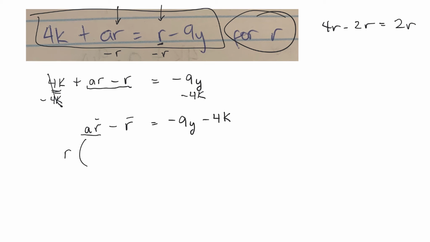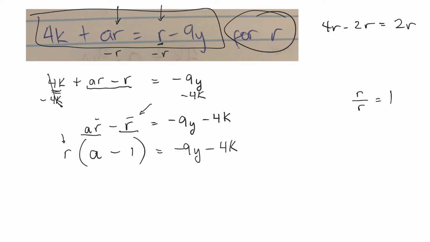If I divide this by an r, I'll be left with an a. If I divide this r by an r, I'll get 1. Anything divided by itself. So this little step right there, it would be like r divided by r. And anything divided by itself is equal to 1. Okay, so that's equal to negative 9y minus 4k. And notice now I just have an r on that left side.